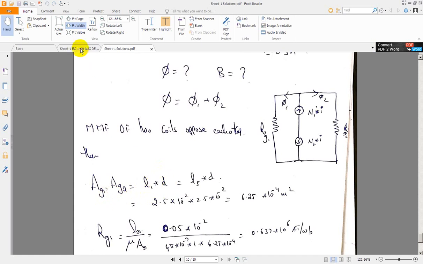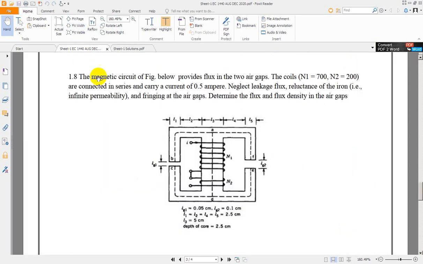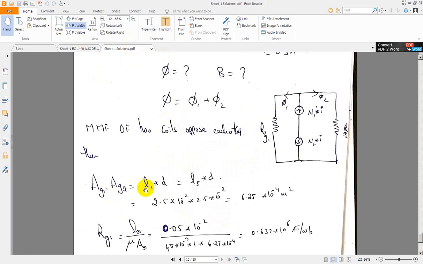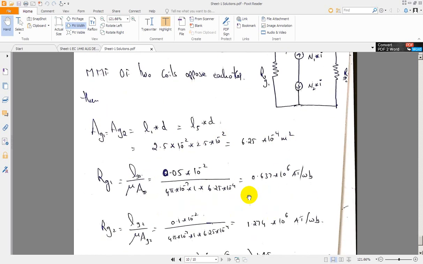If you check this circuit, let us calculate AG1, the cross-sectional area of the gap 1. The cross-sectional area of the gap 1 is L1 into depth. The cross-sectional area of the gap 2 is L5 into depth. We know L1 and L5 are both the same, 2.5. So AG1 is equal to AG2, which is equal to 2.5 into 10 power minus 2 into 2.5 into 10 power minus 2, which is equal to 6.25 into 10 power minus 4.